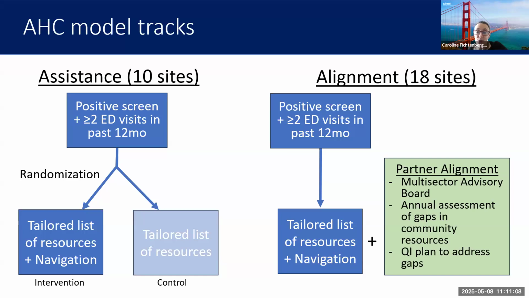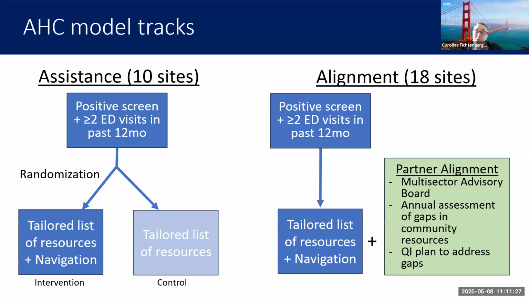In the alignment sites, and there were 18 of those sites, everybody who was eligible received the tailored list of resources plus the navigation. So in that case, there was no control group. And in the evaluation, the folks in the alignment group were compared to the control group in the assistance track.